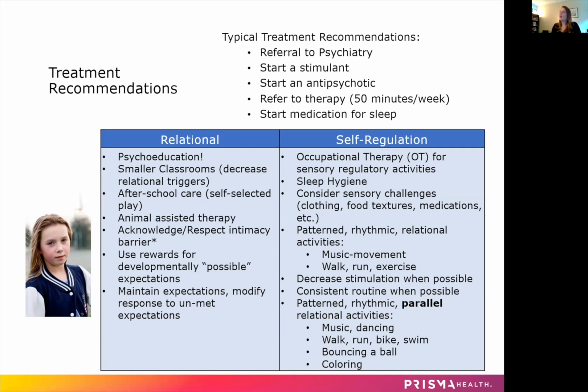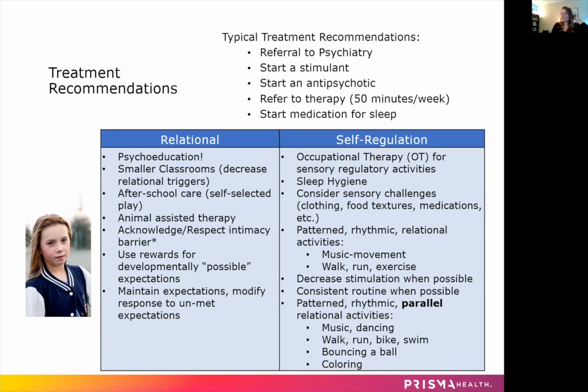All right. Other things that could be suggestive for her are more geared towards helping with her self-regulation. So that might be looking at occupational therapy, which can help with sensory regulatory activities, working on her sleep hygiene, considering other sensory challenges that she may have. This part I love. So let's skip down to here. We're getting a little bit close to time. I want to leave enough time for questions.